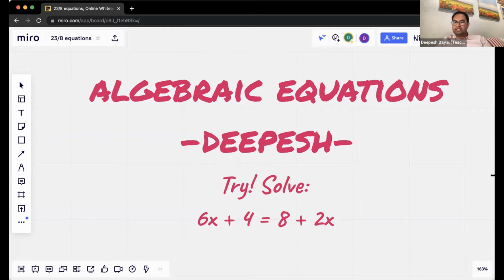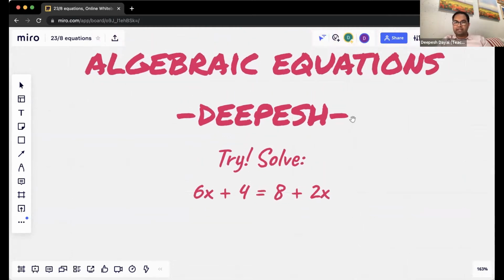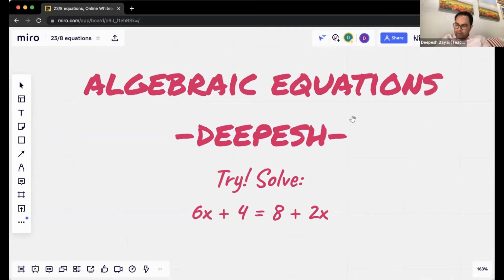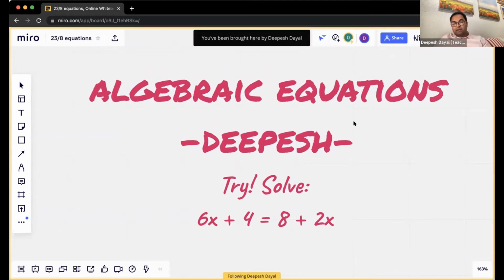So we can see today we're going to be looking again at algebraic equations, and we've got a question already on the board. If you can try that out, solve for x, try and solve for x in there and see which value of x can be used to satisfy this equation.